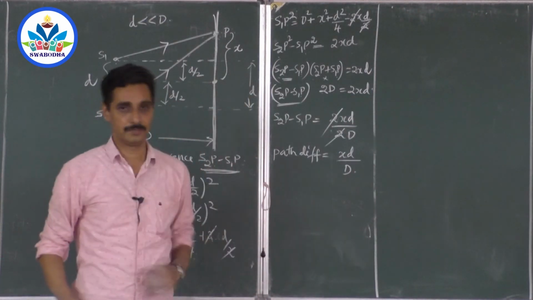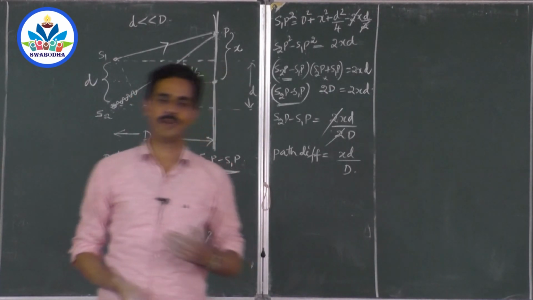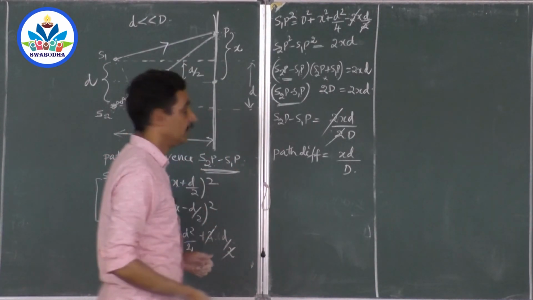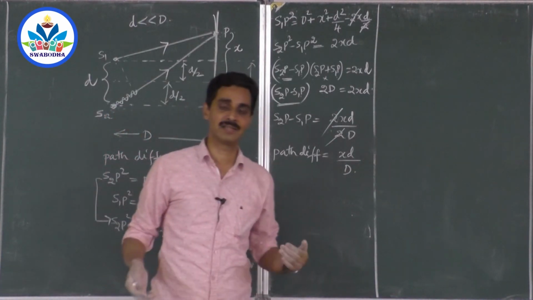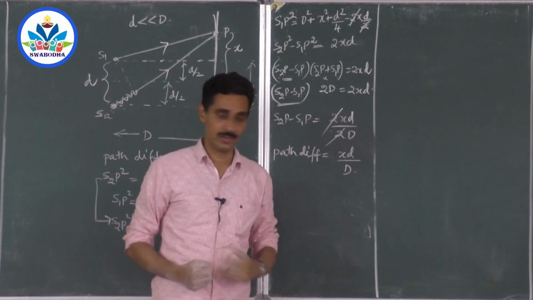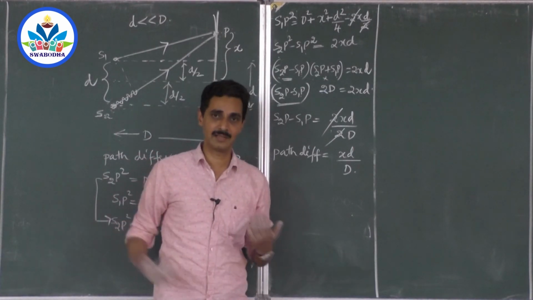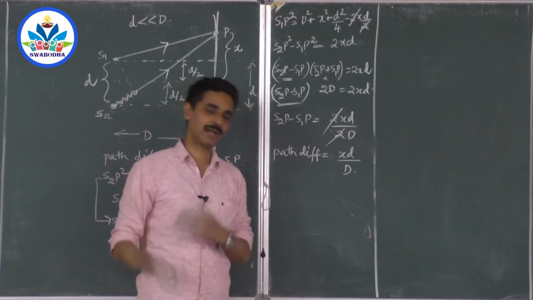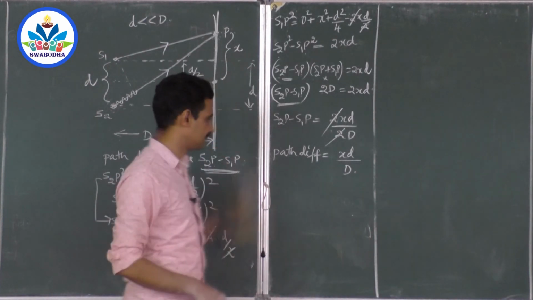Derivation is not over. We have not yet found out the fringe width. What is the distance between two successive bright fringes, or the distance between two successive dark fringes? That is what we are going to do now. It is a very famous derivation. As far as the theory exam, entrance exam or knowledge is concerned, it is important everywhere.